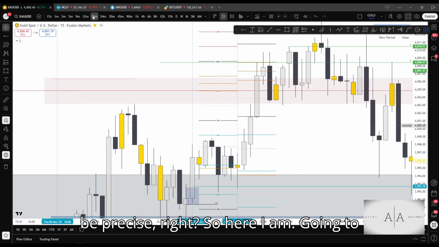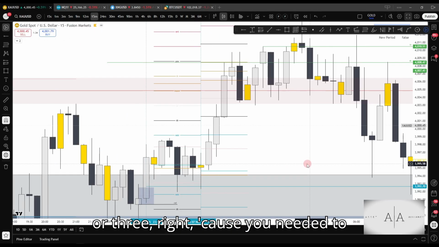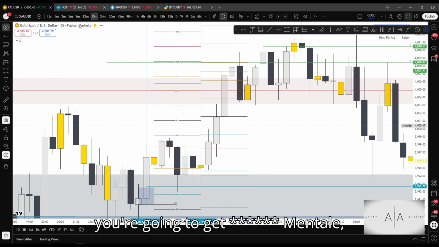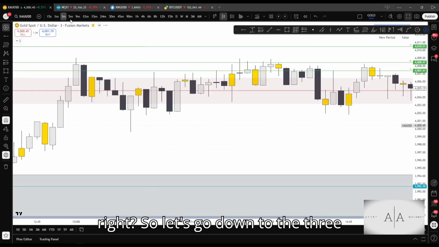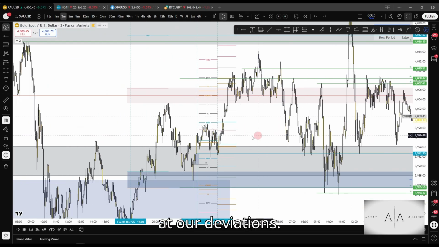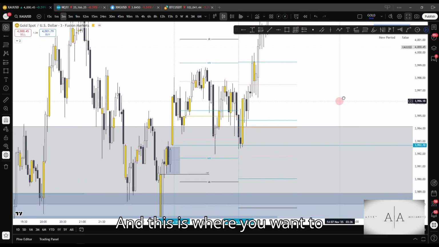So here I'm gonna be using like the 15 and the 5 or 3, right? Because you need it to still be a wick. You don't want to have body closures under or over the level, or you're gonna get messed up mentally, right? So let's go down to the 3 again. Look at our deviations, and this is where you want to get your entries, right?